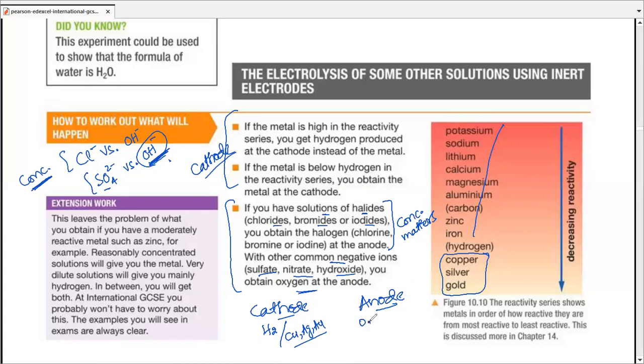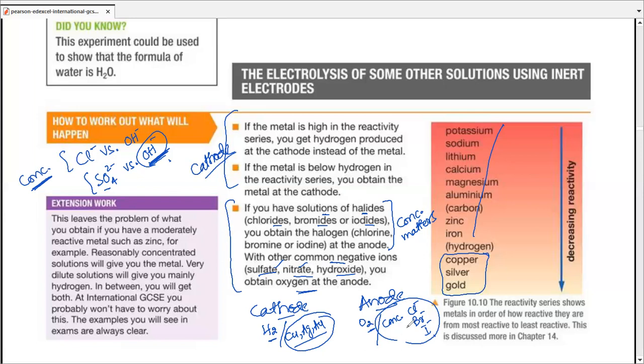At the anode, oxygen forms every time, except when there are concentrated chloride, bromide, or iodide ions present. Concentrated, not dilute. If they're dilute, oxygen will form. If you have sulfate, nitrate, carbonate, hydrogen carbonate, phosphate, or any other polyatomic negative ion, oxygen would form. So most of the time we end up with hydrogen and oxygen, and there are just a few exceptions, 3 exceptions for cathode and 3 for anode. That's about it.